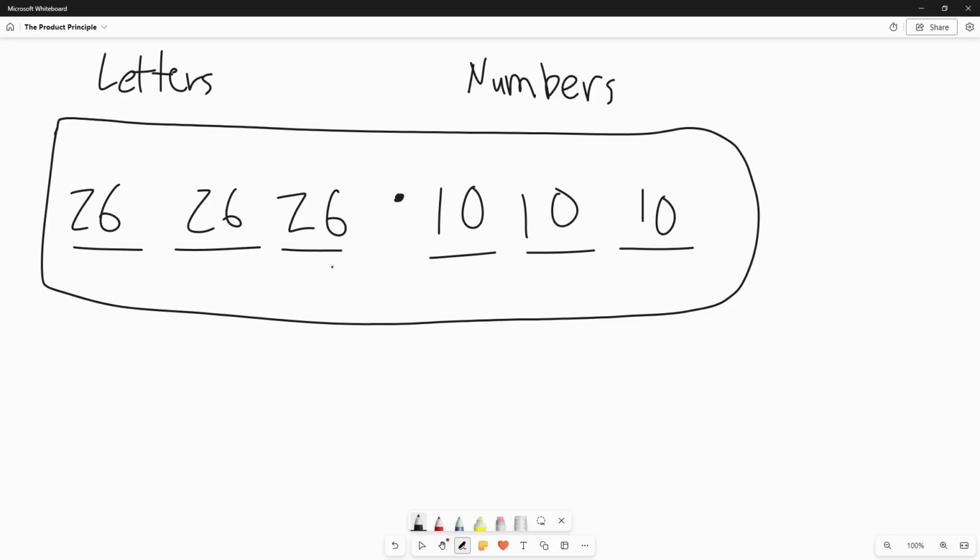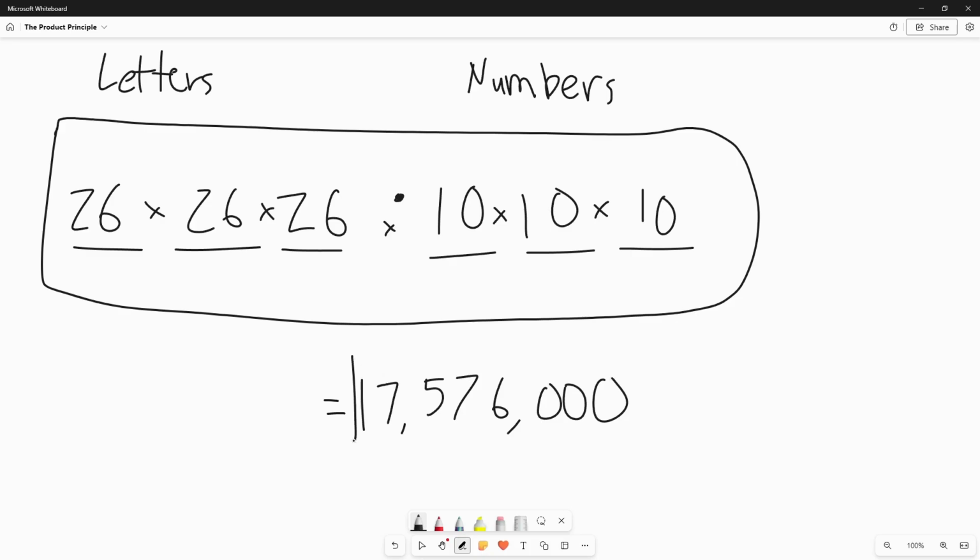So what we need to do is multiply all these together. 26 times 26 times 26 times 10 times 10 times 10. And in the end, our answer is 17,576,000. And you can figure that out just by plugging it into your calculator, but that's the answer.